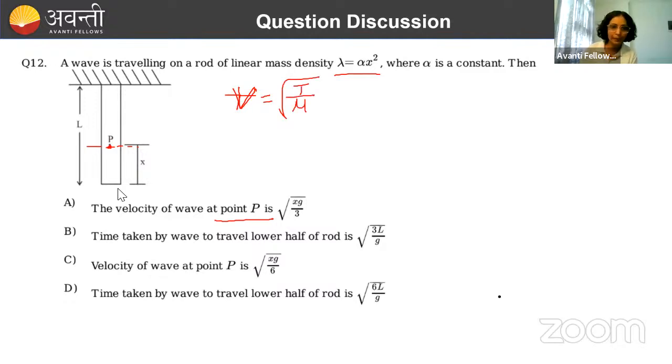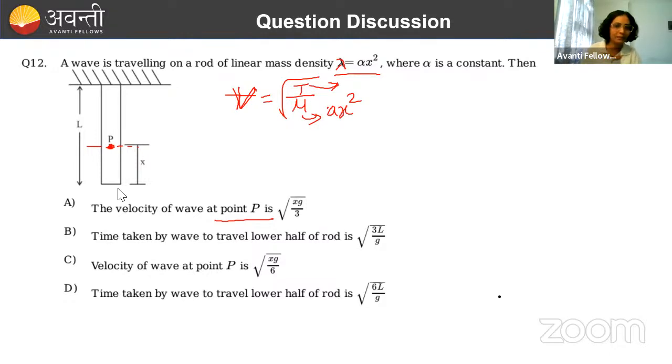So if we have to calculate velocity at point P, we should know what is tension at point P, and we should know what is mu at point P. So what is mu at point P? Mu is linear mass density, and linear mass density is varying as alpha x square. So for x distance, mu value will be ax square. So that's sorted. T we need to see कि how much it will be.